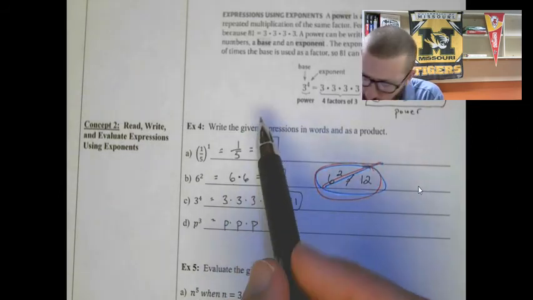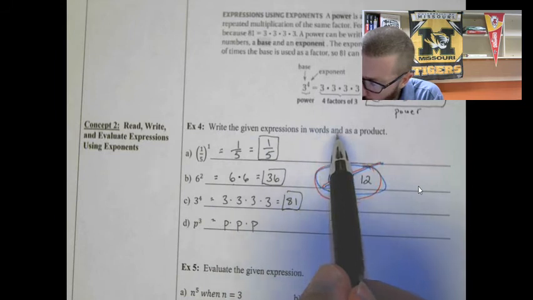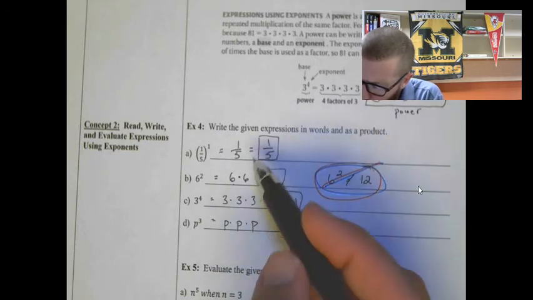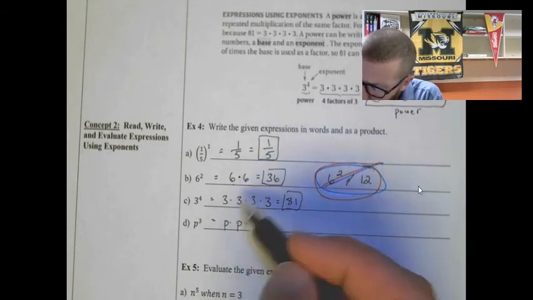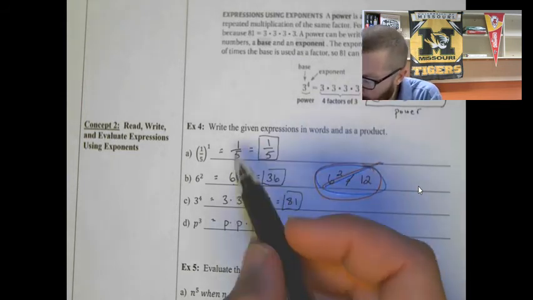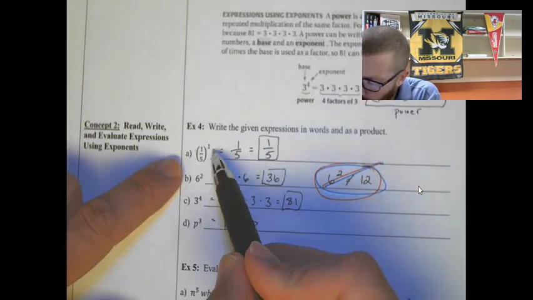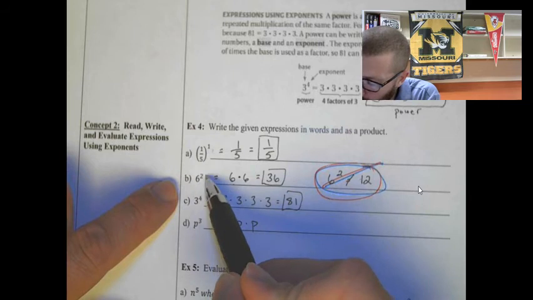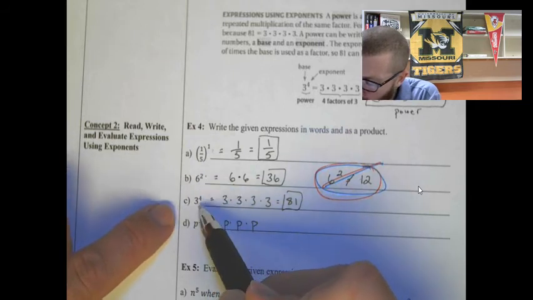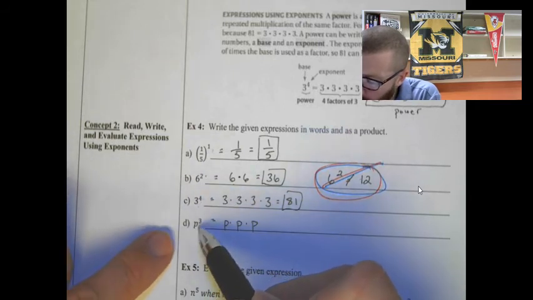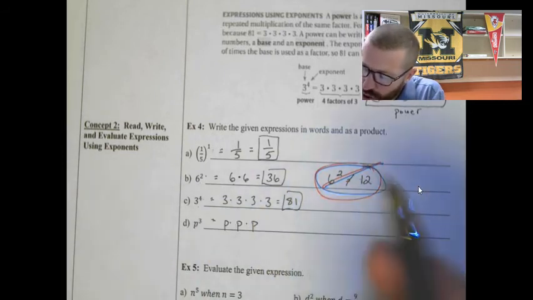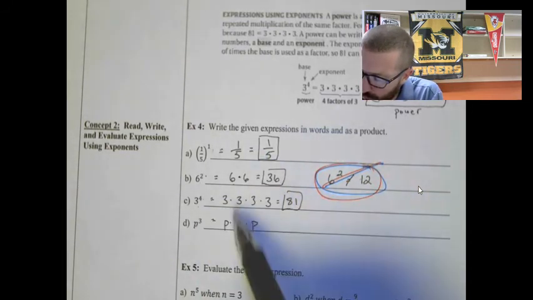I need to read the directions here. So write the given expression in words and as a product. So let's not worry about the words. Writing it anyway. We said it. So this is 1/5 to the first power, 6 squared or 6 to the second power, 3 to the fourth, and then p cubed or p to the third power. And then this is how you would write it as a product.